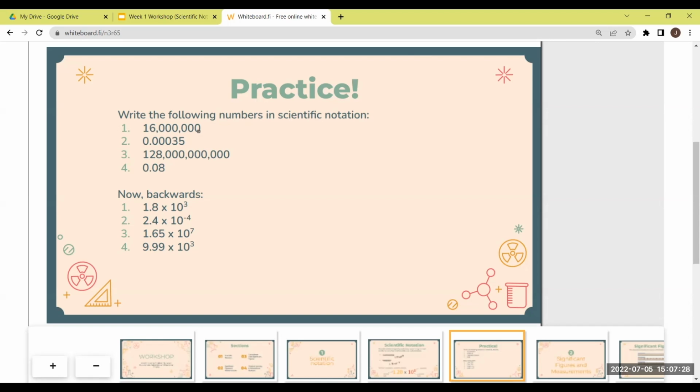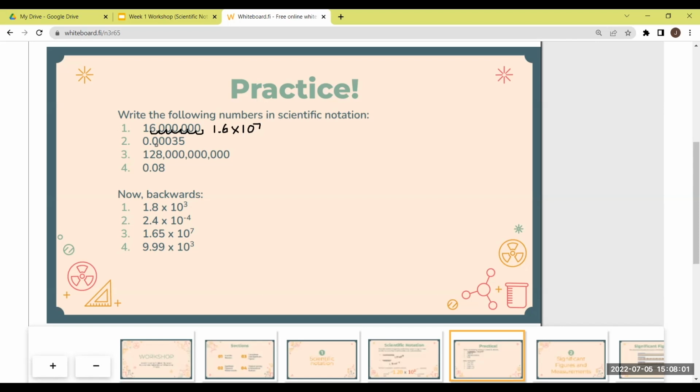And so here for number 1, we have 16 million. What I can do here is count the decimal places and move it all the way over such that the number is between 1 and 10. So I'm going to move this decimal place 1, 2, 3, 4, 5, 6, 7. And so this is going to be 1.6 times 10 to the 7.